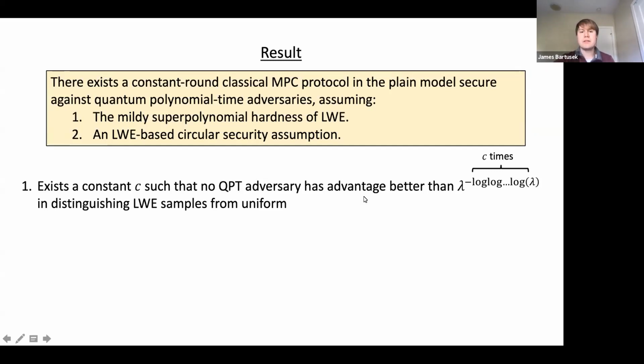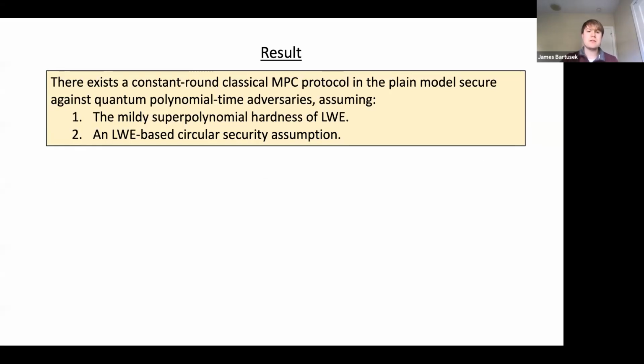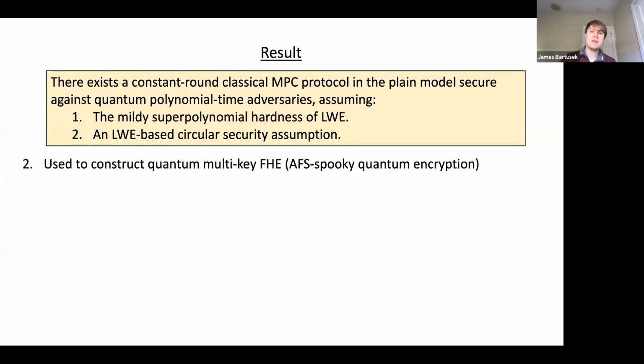In particular, this is weaker than assuming, say, the quasi-polynomial hardness of LWE. And this assumption we need in particular to build our post-quantum non-malleable commitments. So the circular security assumption is what we use to build quantum multi-key FHE. In fact, we end up needing a special case of multi-key FHE, which I'll explain later, spooky encryption, which is a classical notion, but we port it to the quantum setting, and it turns out to be a special case of multi-key FHE.